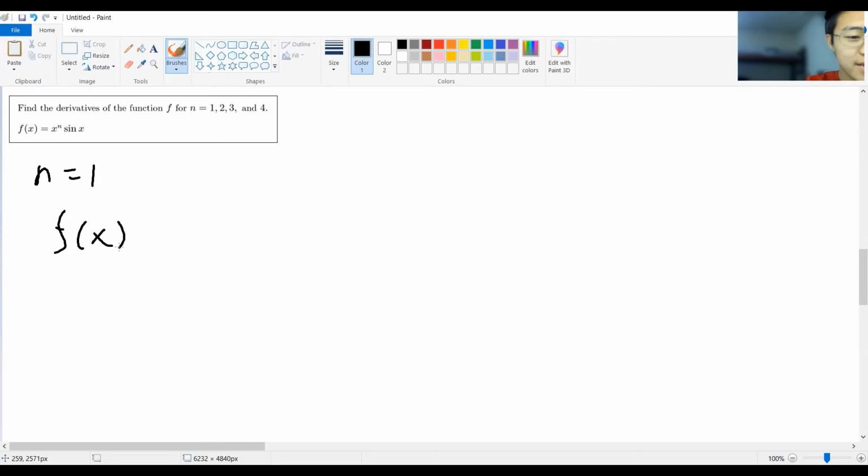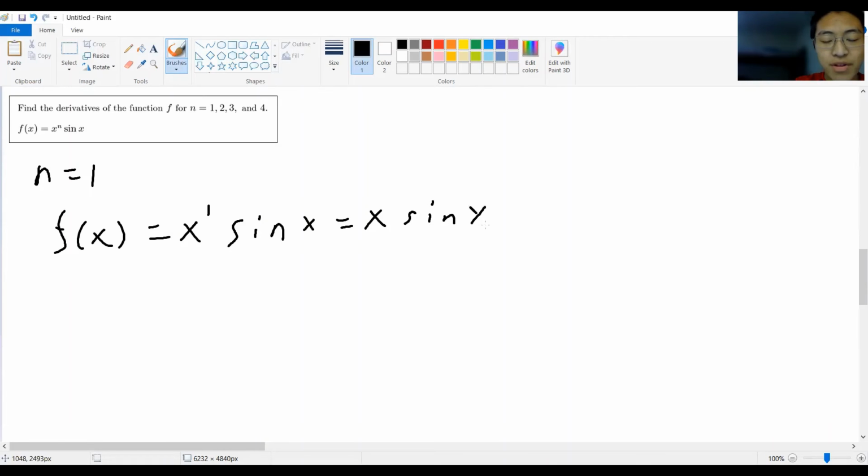Okay, so f of x, x to the n with n equals 1, times sine x. Okay, so we want to find the derivative of f when n equals 1. That's great. We just have this product. So I'll re-represent this. It's really just x sine x. What's the derivative of this?